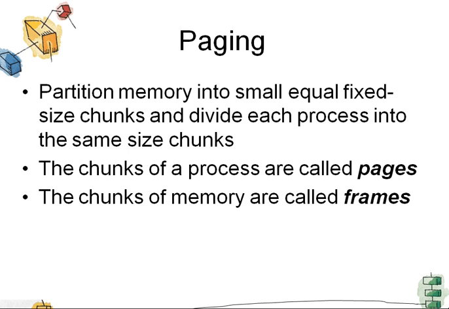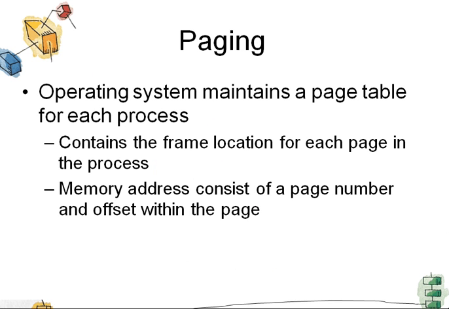Now the chunks of processes are called pages. We are dividing the processes into small parts, small chunks, and we call them pages. We are dividing the memory into small parts, and we call them frames. The operating system maintains a page table for each process. As the processes are divided into pages, the operating system needs to keep track of all of the pages of a process, and for doing so it maintains a page table for each process.